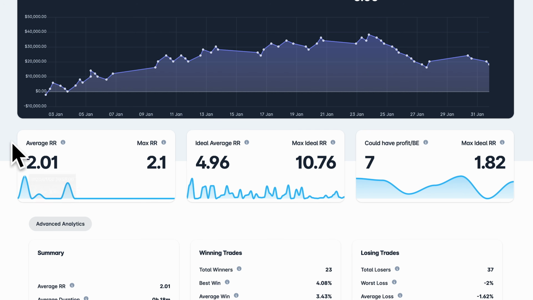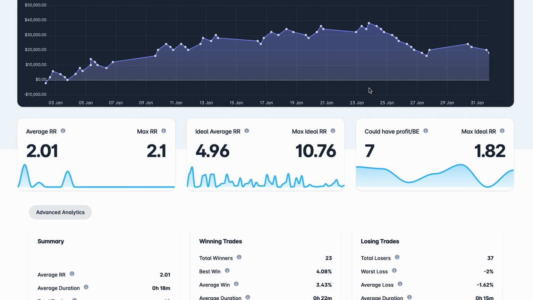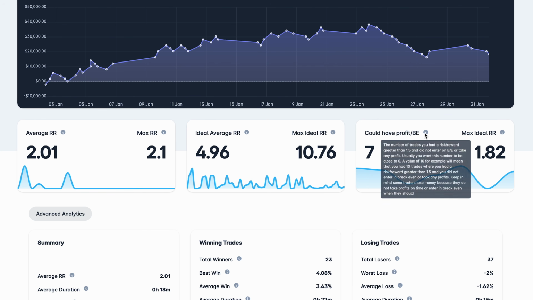So our average risk versus reward was 2, because we were only targeting 1 to 2. Our max risk versus reward was also 2. Our ideal average risk versus reward was almost 5. This means that we are closing at 1 to 2, but most of our trades were running up higher than that. So our ideal average would have been 5. That's very nice to know. Then what we could have profited or break even. So basically this is whenever you're going above 1.5R, we could have put it on break even, but we didn't, and it turned out in a loss. So this is this stat right here.